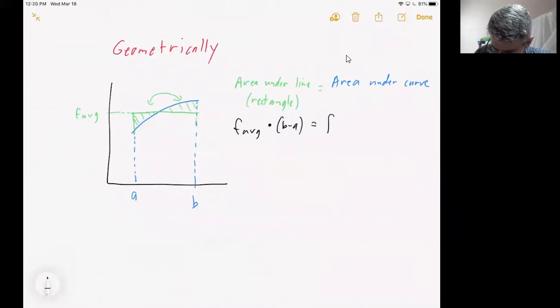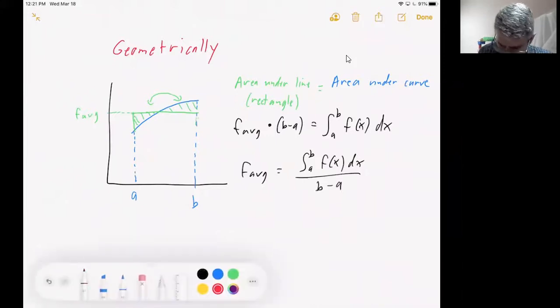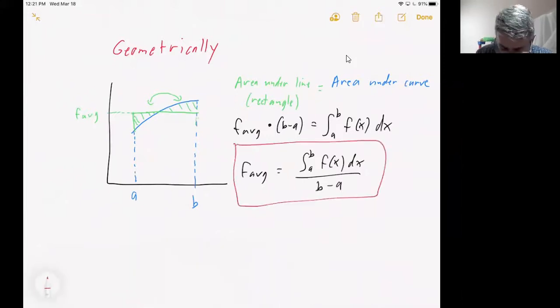The area under the curve, using calculus, is the integral from a to b of f of x with respect to x. And so if we want to solve for f average, this is going to give us exactly what we had before, the integral from a to b of f of x dx divided by the quantity b minus a. And so this gives us exactly the formula that we had before, but we can interpret that as the average value of a function is the height that will give us an area under the rectangle which is equal to the area under the curve on the same interval.